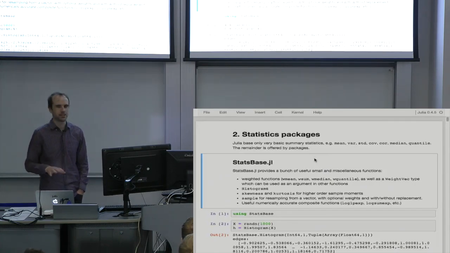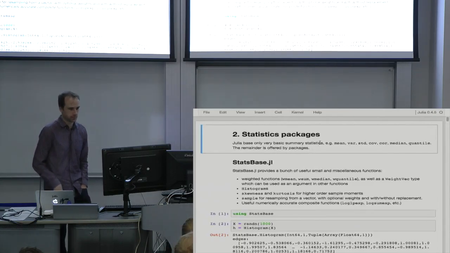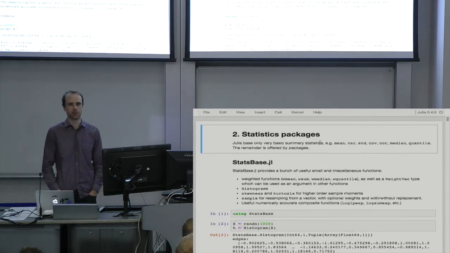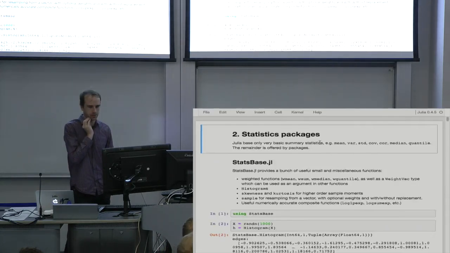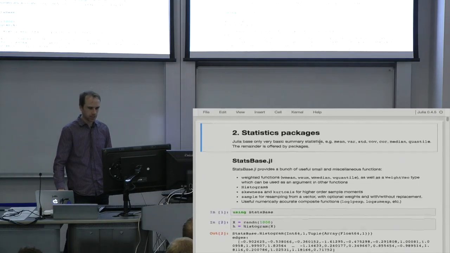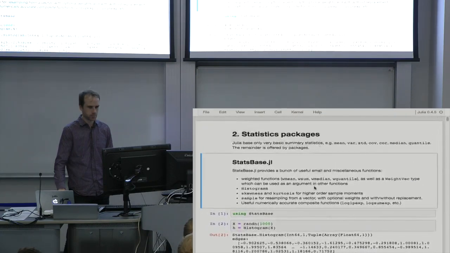I'll give you a quick overview of the stats ecosystem. Julia itself has very, very basic stats functions. Things like mean, covariance, correlations, etc., are all included in base Julia. If you actually need anything beyond that, you end up delving into the Julia stats ecosystem.